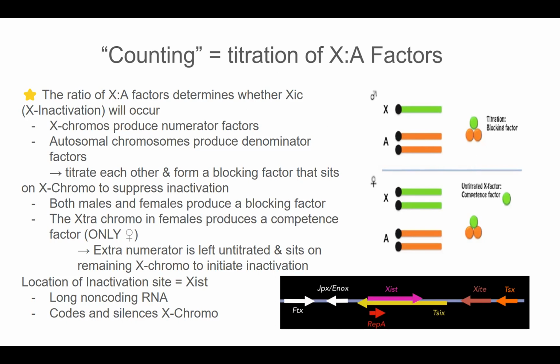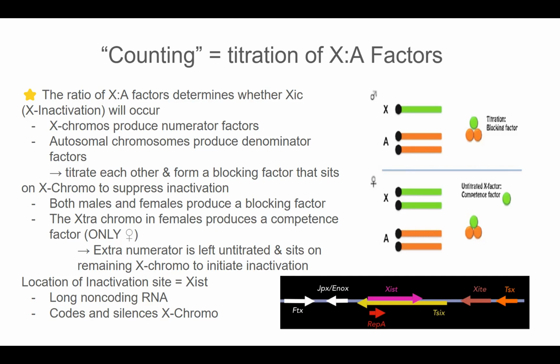Both males and females produce a blocking factor, but because females have an extra chromosome, that extra chromosome produces a competence factor.